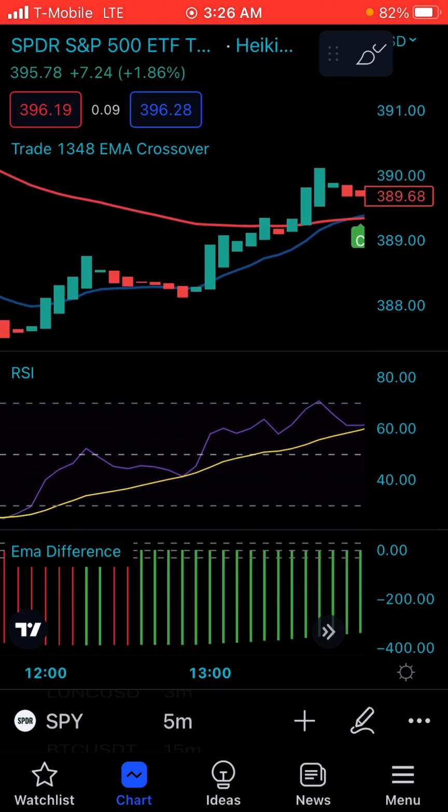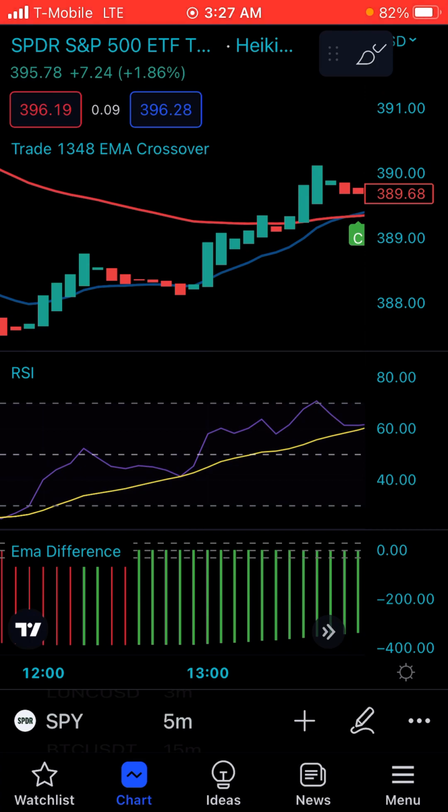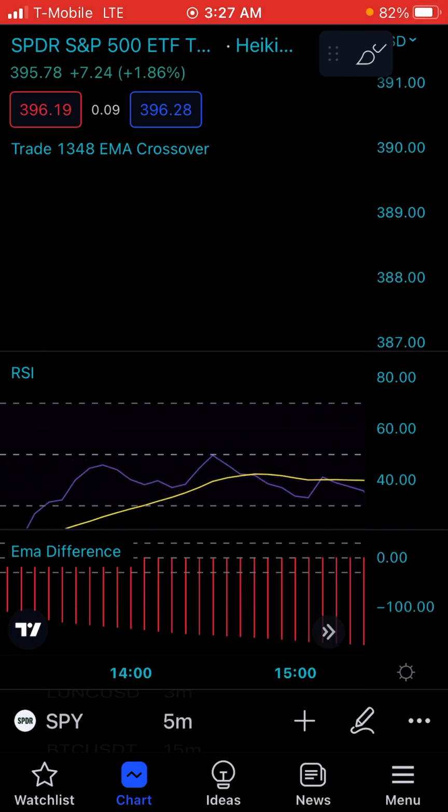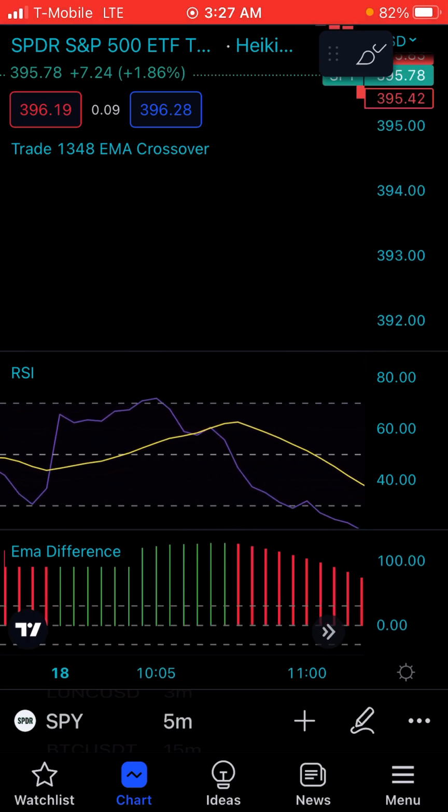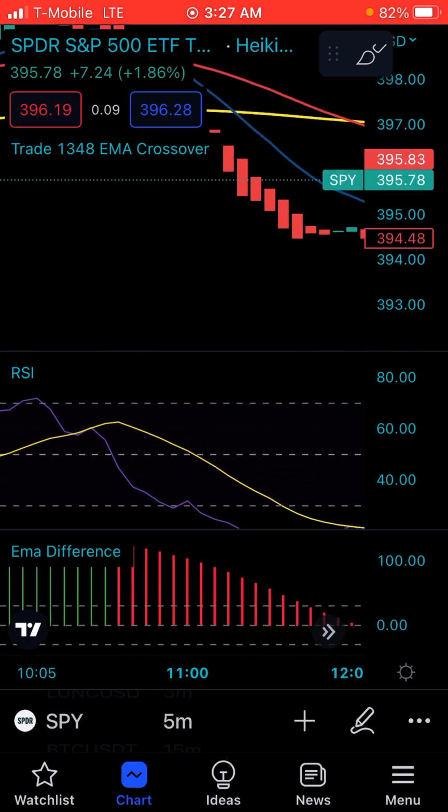What I see is, you want to look for the greens when they're kind of big, and when the greens or reds start shrinking, that usually means the trend is going to change, from down to up, or up to down. So let's find a couple of examples like that. We're going to look at the EMA difference here and see if we can find a couple of moments that would be helpful.